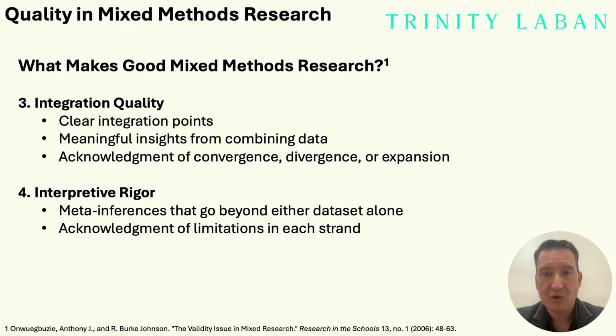And you need an acknowledgement of your limitations in each strand. Maybe your quantitative sample wasn't perfectly representative. Maybe your qualitative sample was limited to volunteers. You need to be honest about what each strand can and cannot claim, and therefore what the integrating findings together can claim. Good mixed methods research is demanding because it requires excellence across all 4 dimensions. But when done well, it can produce really significant insights that genuinely advance understanding in a way that any single method could not.